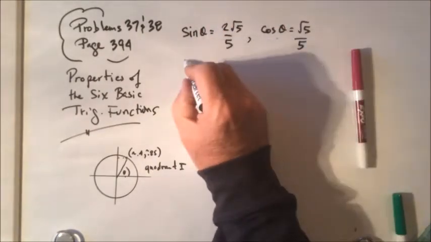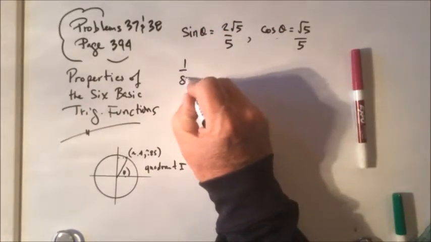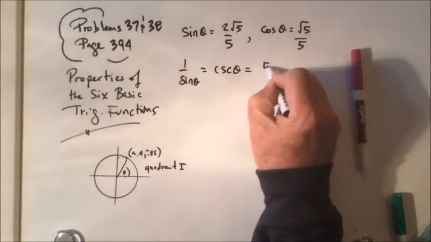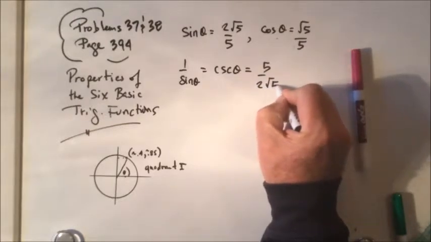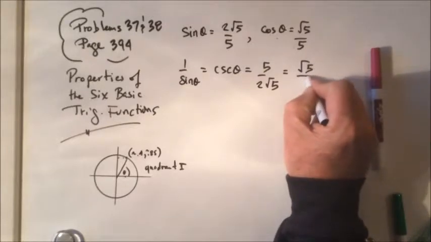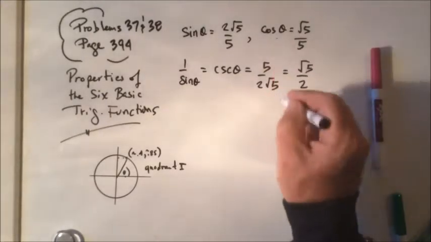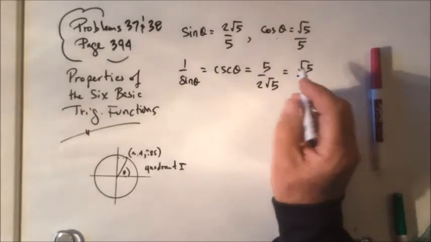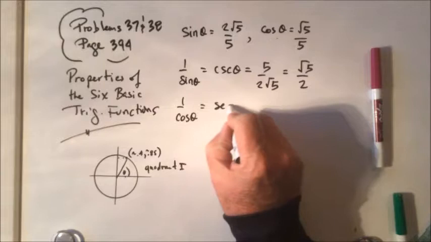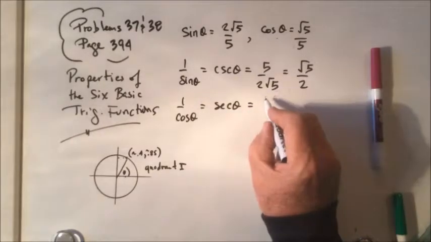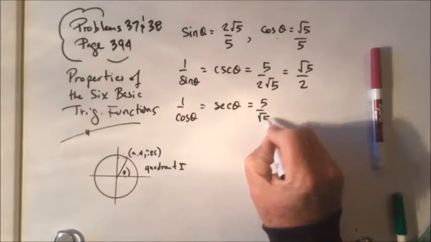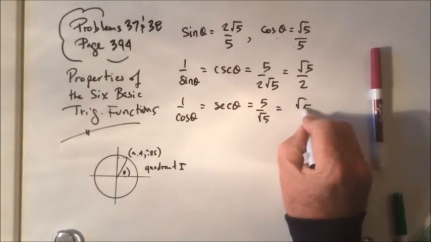If the sine is this, 1 over the sine is equal to the cosecant, and it's just equal to 5 all over 2 root 5. Maybe we write that root 5 all over 2, if I multiply top and bottom by root 5. 1 over the cosine is the secant theta, and that's going to be 5 over root 5, also known as root 5.